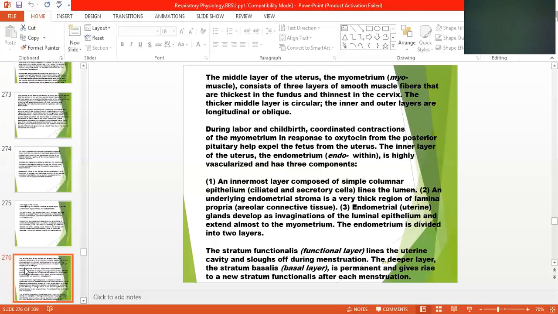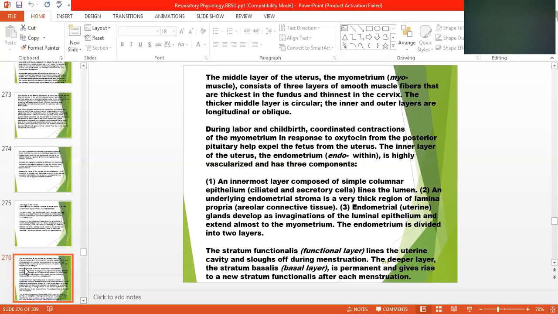During labor and childbirth, coordinated contraction of the myometrium, in response to oxytocin from the posterior pituitary gland, helps expel the fetus from the uterus. Means at the time of delivery, there is a contraction of the uterus, and this is because there is a feedback mechanism which helps the posterior lobe of the pituitary gland release a hormone known as oxytocin.